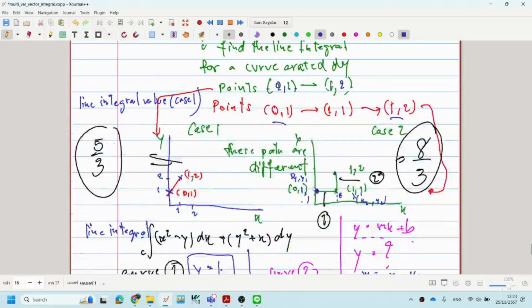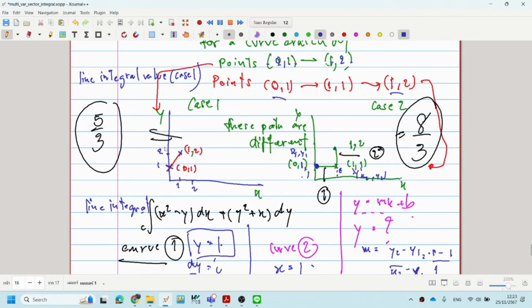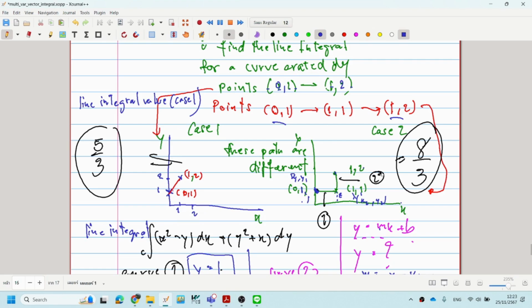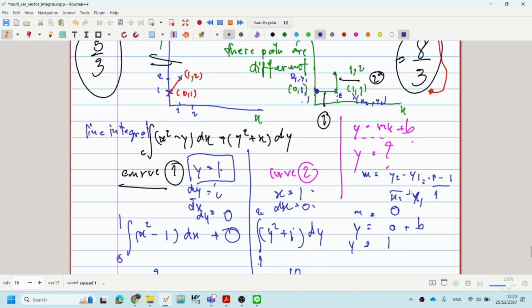You notice the line integral value for case number 1 is the point number 1 to point number 2 on the left side, and case number 2 is the right side. Actually, the start point and the end point are the same, but it is a little bit different in case number 2. Inserting a new point between point 0, 1 and 1, 2 causes the line integral to split up into two curves.